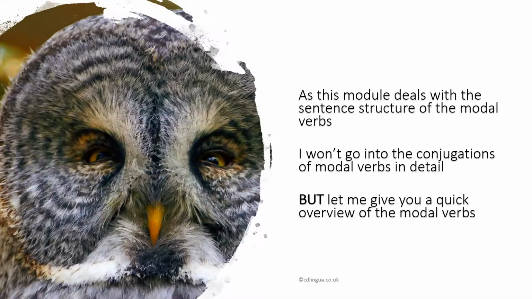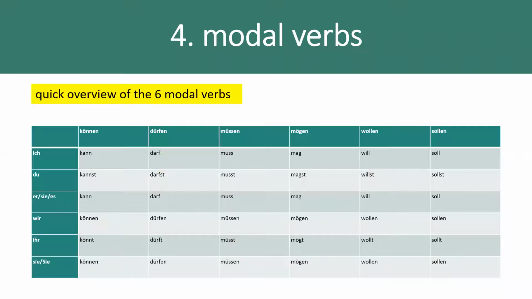Now, as this module deals with the sentence structure of the modal verbs, I won't go into the conjugations of modal verbs in detail, but let me give you a quick overview of these verbs. So this is just a quick table to show you the different conjugation of it. Also ich wollte euch ganz kurz die unterschiedliche Konjugation der Modalverben zeigen. Denn hier zum Beispiel, der Unterschied ist also mit ich, du und er, sie, es. Wie ihr seht, ist es ich kann, du kannst, er kann, aber dann wir können, ihr könnt, sie können.